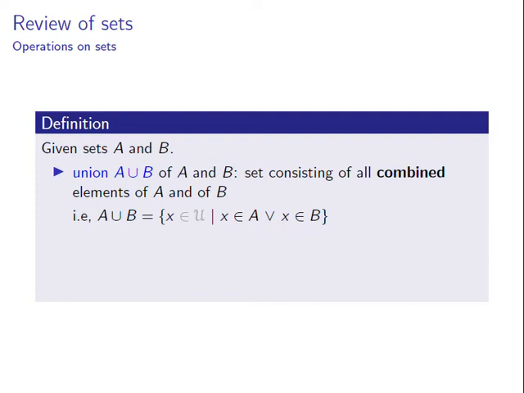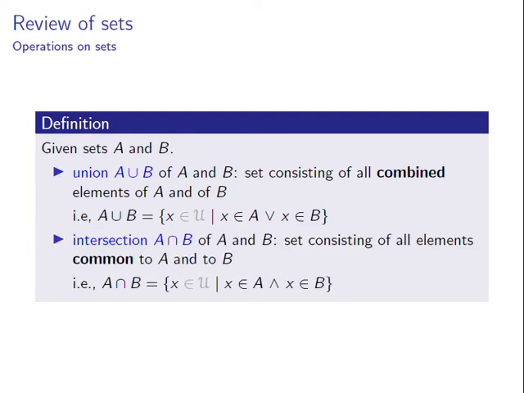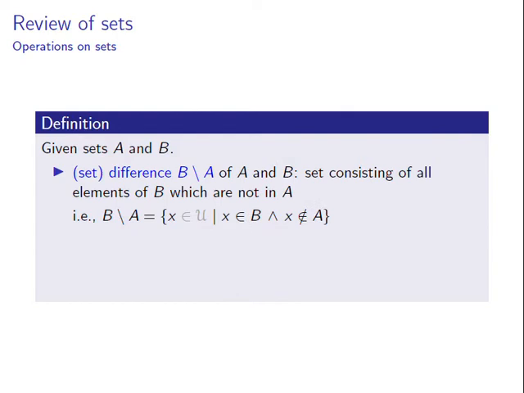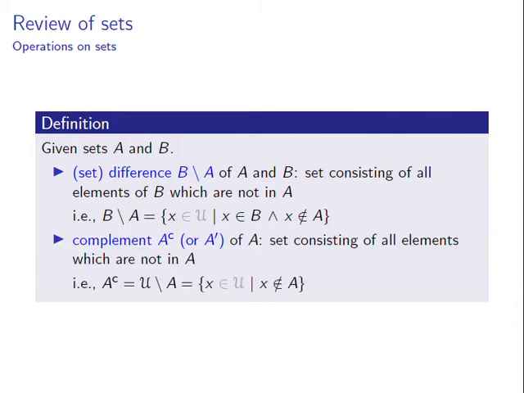The union of two sets A and B consists of the combined elements of A and of B. That is, all objects X in the universal set with the property that either X is in A or X is in B. The intersection of sets A and B consists of all elements common to A and B. That is, all objects X in the universal set with the property that both X is in A and X is in B. The difference B minus A, also called the complement of A in B, consists of all elements of B which are not in A. That is, all objects X in the universal set with the property that X is in B but X is not in A. The complement of A consists of all elements which are not in A. That is, all objects X in the universal set with the property that X is not in A. The complement of A is equal to the set difference U minus A.